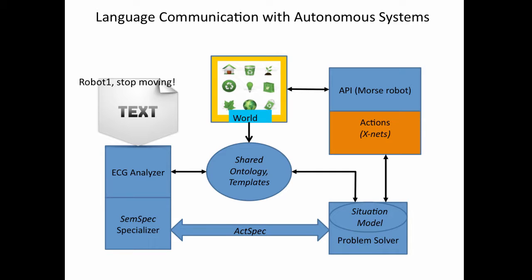So there's also a representation of the world, and the parsed sentence is transformed into what we call an action specification and passed off to a problem solver, which maintains its model of the situation, where the boxes are, where the robot is, what it's doing, and makes use of this new representation, an Xnet, to control the API to the simulated robot, which is a software package called Morse.